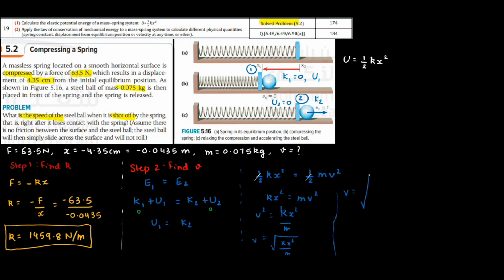Now substitute. V will be equal to square root k. So value of k is 1459.8 times x squared. So negative 0.0435 squared divided by the mass, which is 0.075. Now, if we substitute and calculate this, you get your answer for V as 6.06 meter per second, which you can round off to 6.1 meter per second.